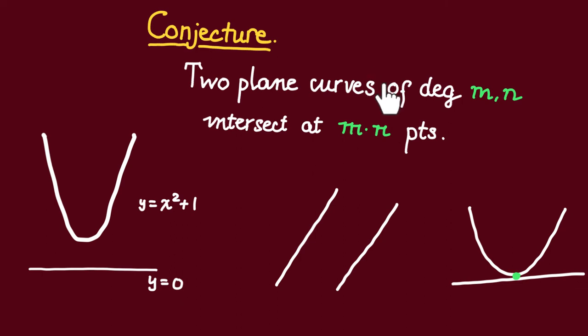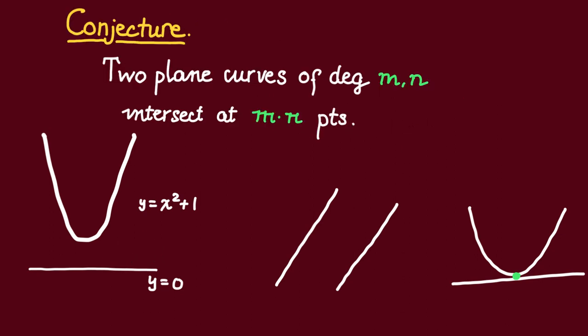For example, according to this, a curve of degree 2 has to always intersect a curve of degree 1 at 2 points. But what about a situation like this? Well, actually, these two curves do intersect. It's just that their points of intersection are complex. So let us adjust this statement to account for complex points of intersection. So we'll say two complex plane curves of degree m and n intersect at m times n points.